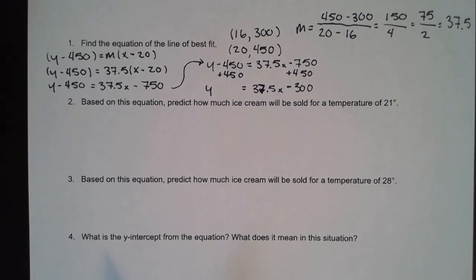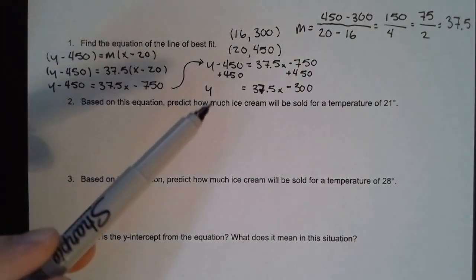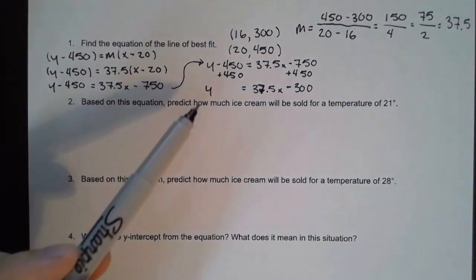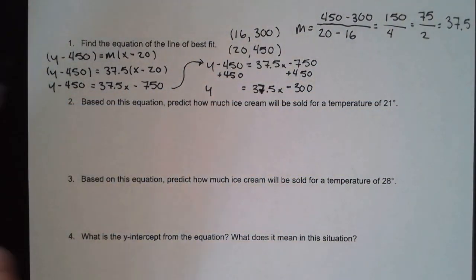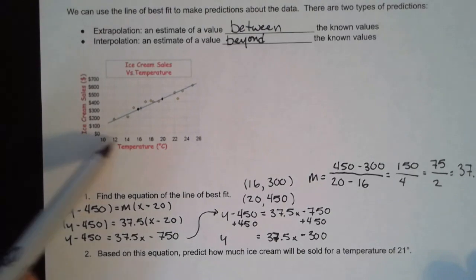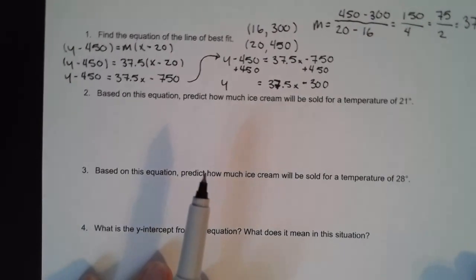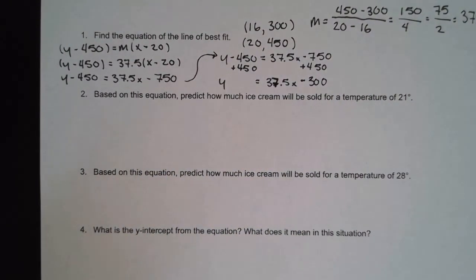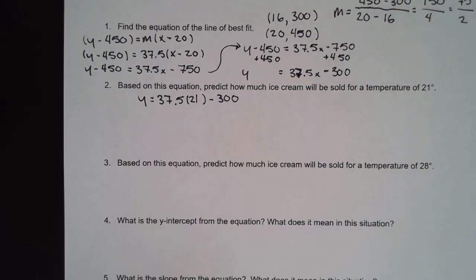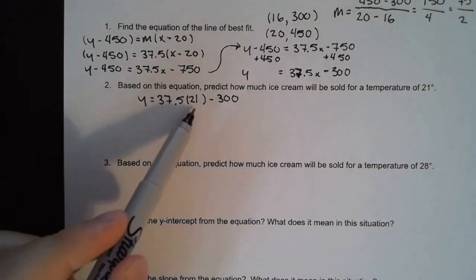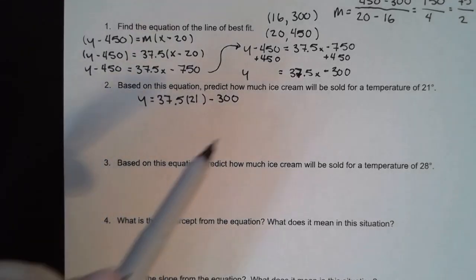So now for part 2, it says, based on this equation, predict how much ice cream will be sold for a temperature of 21 degrees. So now that we have our equation, we can just plug this 21 in for x in our equation, since the temperature is on the x-axis. So I'm going to go ahead and plug that into my equation. So this is what it looks like when you plug 21 in for x into the equation.